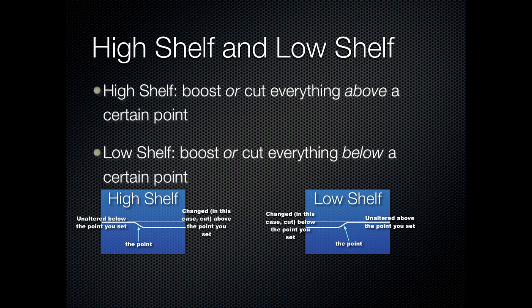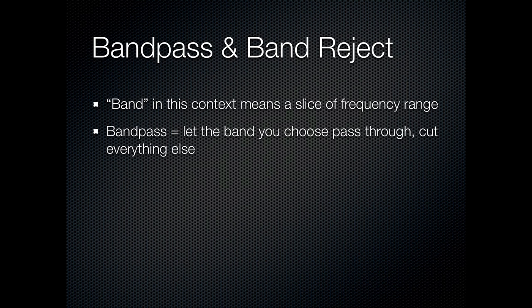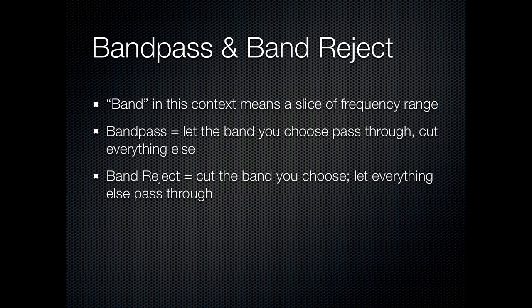The next two filters are less commonly used. They're the band pass and band reject. The term band tends to mean a range of frequencies. So as you can see, we're reusing some of the same terms and the same words in the names of these filters. A band pass filter lets through the band you choose and cuts out everything else. The band reject filter cuts the band that you're focusing on and lets everything else through.